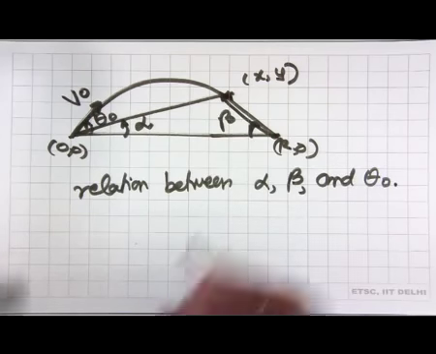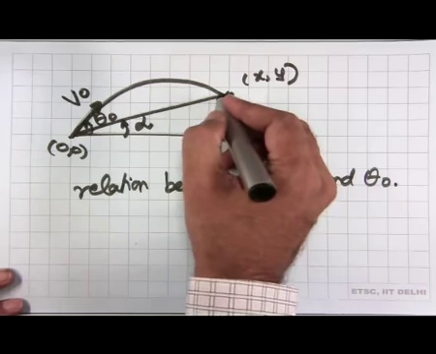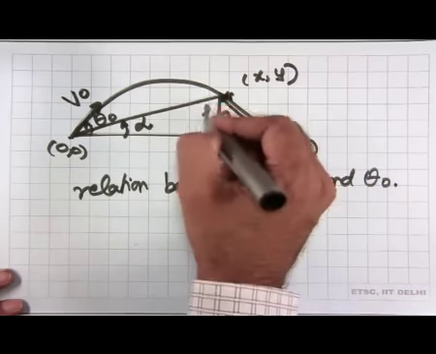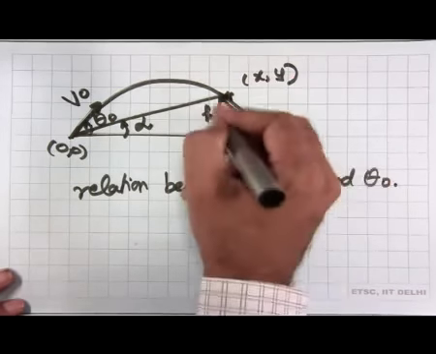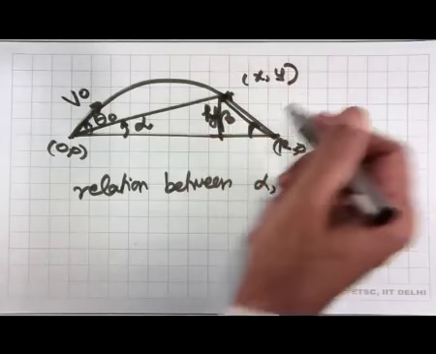So therefore, to have a look at this problem, let us say this height is given by y. The coordinates are x comma y.